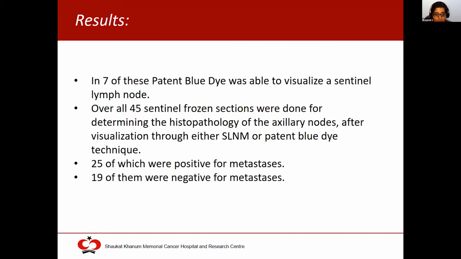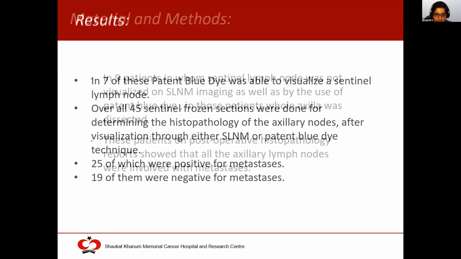Overall, in 45 of the sentinels which were done and their frozen sections were obtained, their histopathology afterwards showed that 25 of these were positive for metastasis and 19 of them were negative for metastasis.